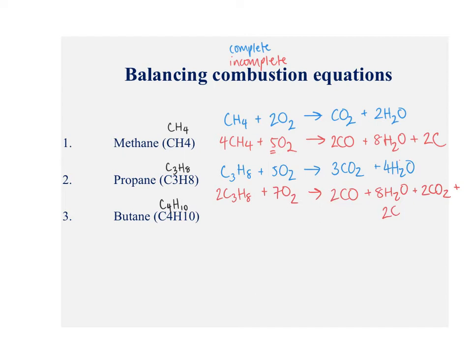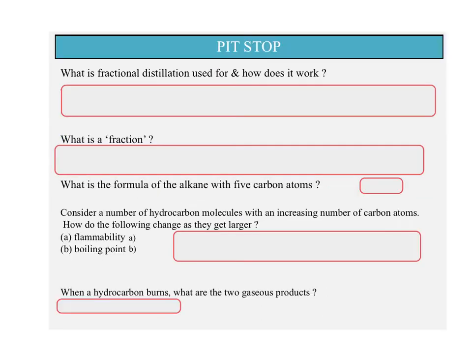And then finally butane. So butane, as we know, is C4H10, and this one's a little bit trickier because it requires 2 lots of that butane and 13 lots of oxygen to make 8 carbon dioxide and 10 lots of water. Now for the incomplete combustion, I'm going to leave that blank. I'd like you to email me with what you think the answer is, and I'll let you know if you're right or wrong. Now here's another little task for you to do by yourselves, a little pit stop.